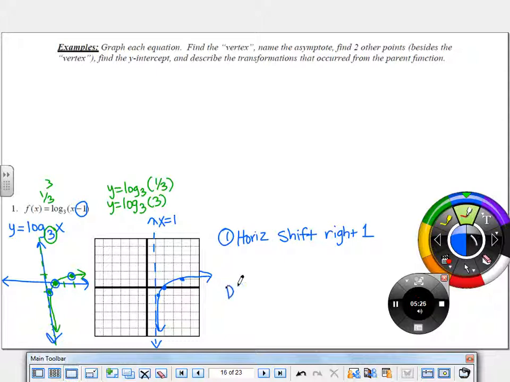Notice that the domain of this graph would be that x has to be greater than 1, but the range would be all real numbers because it continues to go high and low.